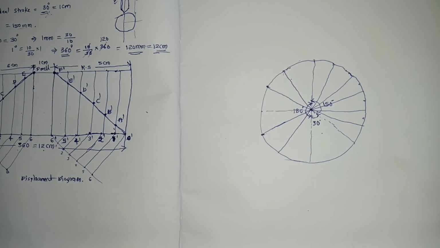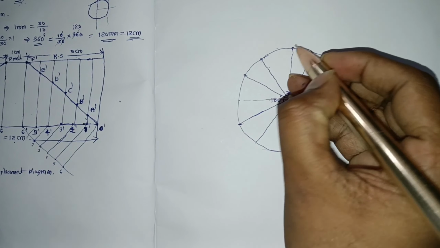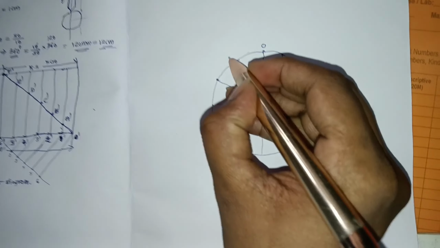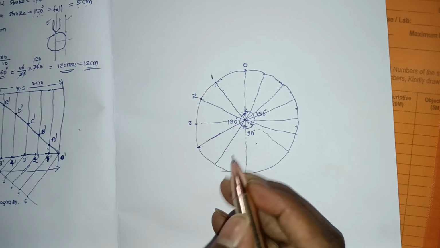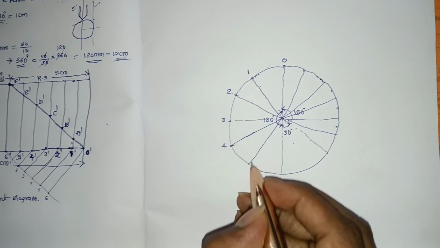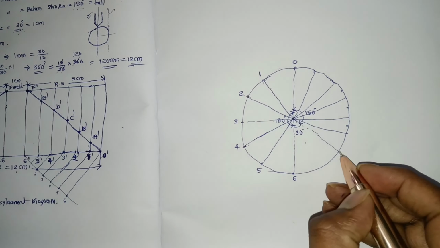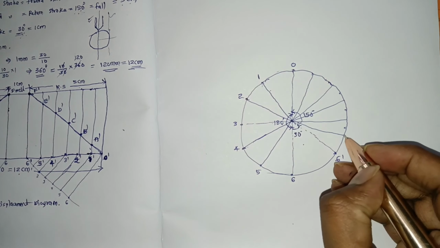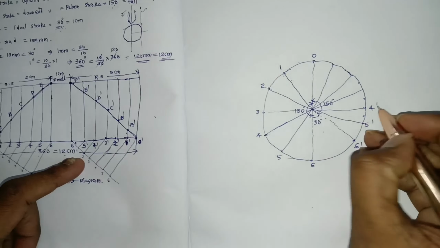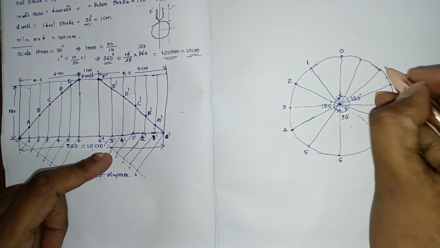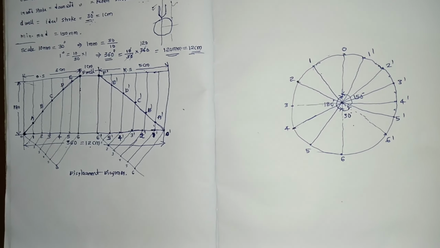Okay, so after that you have to give the names. As this is 0, this will be 1, this will be 2, this will be 3, this will be 4, this will be 5, this will be 6, again this will be 6 dash, this will be 5 dash, similar to this one, 4 dash, 3 dash, 2 dash, 1 dash, and 0. Like that you have to give the names.